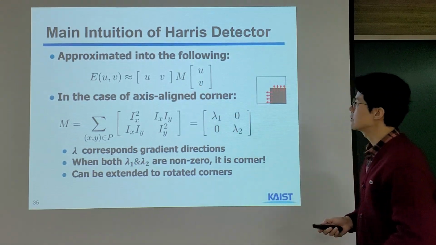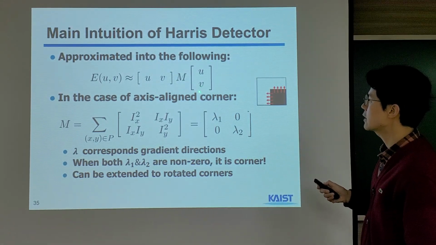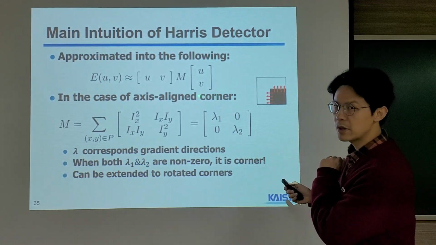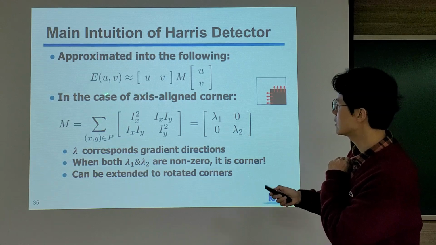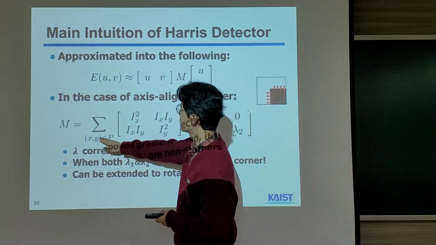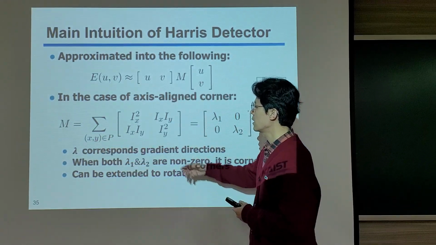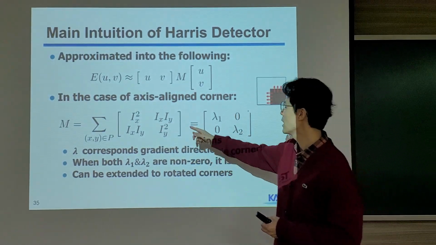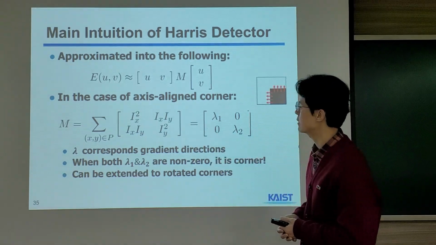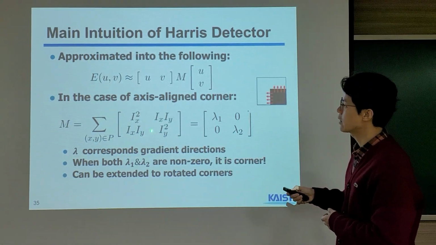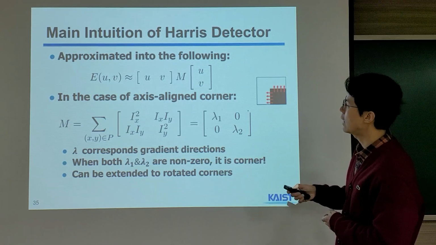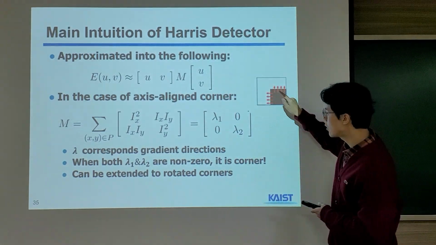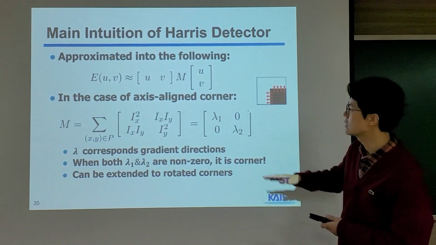This autocorrelation function E is a function of (u, v), and then there is this matrix M. In the simple case of the axis-aligned corner, M turns out to be like this. The x and y are some point p in the local window. Here, Ix is the gradient along the x axis, and Iy is the gradient along the y axis. This is also known as the second moment matrix.